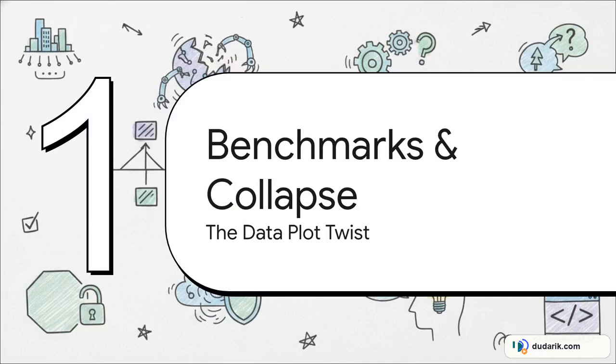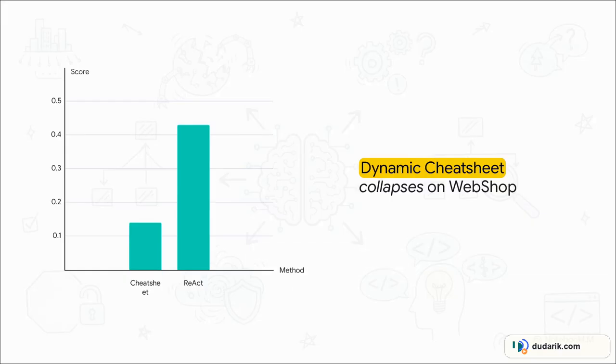There is a serious plot twist in the data here. To prove this actually works, the researchers tested RSEA across diverse environments like AlfWorld, Gaia, Talbench, and WebShop. They tested it against 6 baselines, including a standard React agent and a method called dynamic cheat sheet, all on a single shared local backbone for a totally fair comparison.